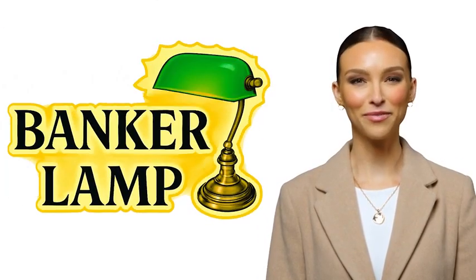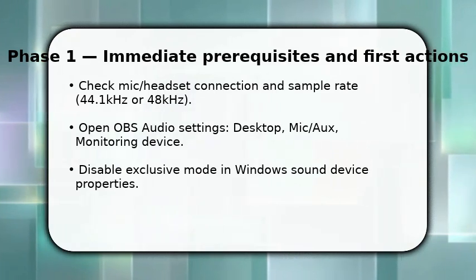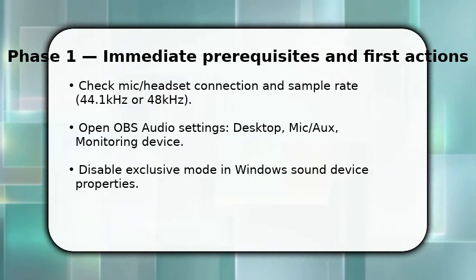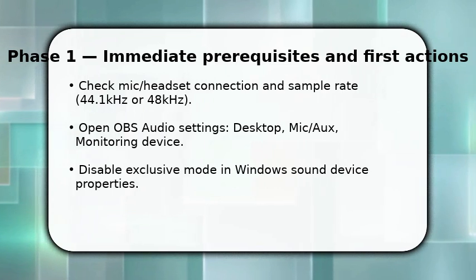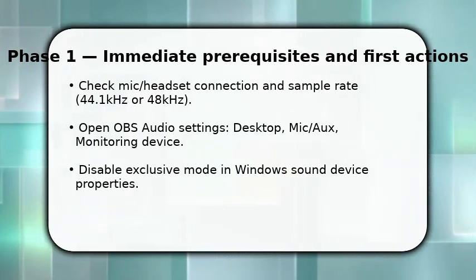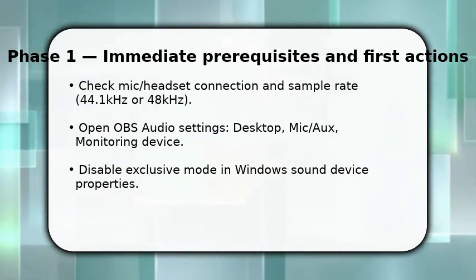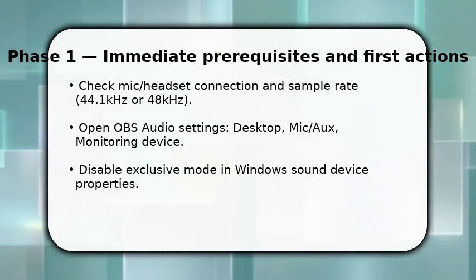Please enjoy the video. You start by confirming inputs and sample rates so nothing fights you later. Open OBS, go to Settings, Audio. Make sure global sample rate matches your interface, usually 48K Hz. Then open Windows Sound, select your device, properties, advanced, and uncheck exclusive mode. This prevents apps from grabbing the device. Once done, restart OBS to lock settings.